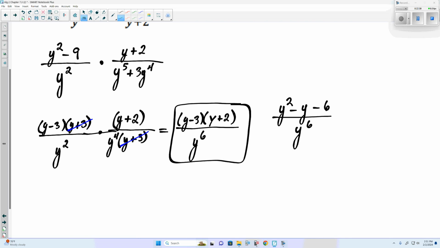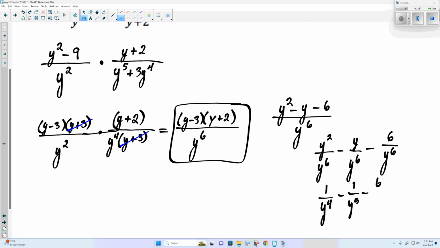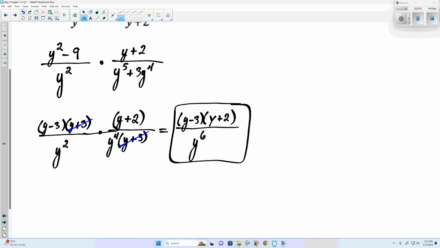Because we could break it up like I did with the previous one and have y squared over y to the 6 minus y over y to the 6 minus 6 over y to the 6. That's 1 over y to the 4th minus 1 over y to the 5th minus 6 over y to the 6th. Is this here any simpler than that? No. So there's not a whole lot of reason to break it down further than that, unless it is asking you to do a decomposition. But there is the final answer. Questions on this here?